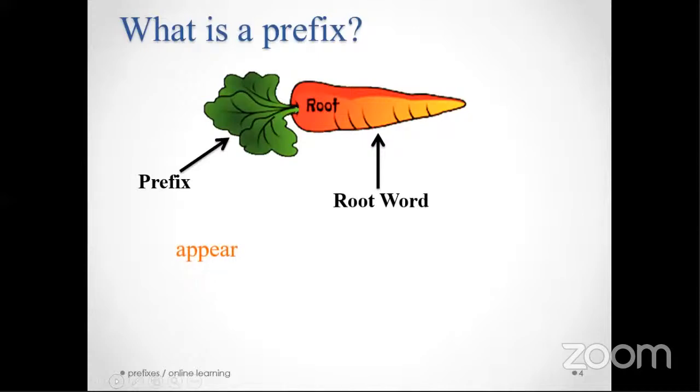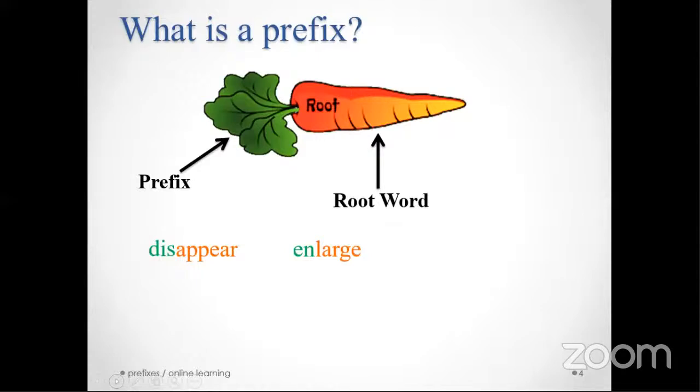And look at these words. The root word is appear, and we can add the prefix dis. The word is disappear. Appear means to show up; disappear means to vanish. And another word, large. That is the root word. And we can add the prefix en. Enlarge, to make even larger.